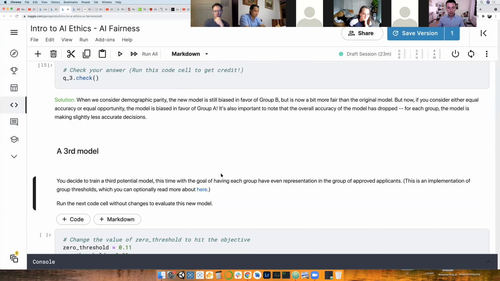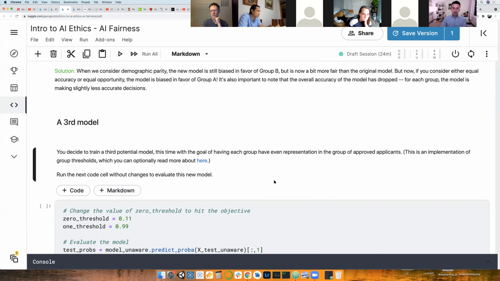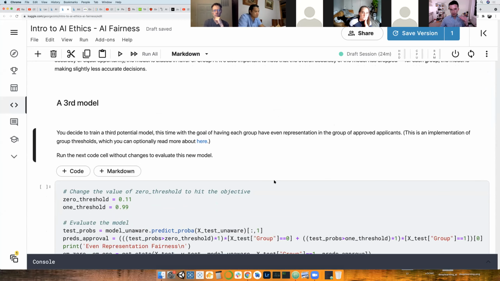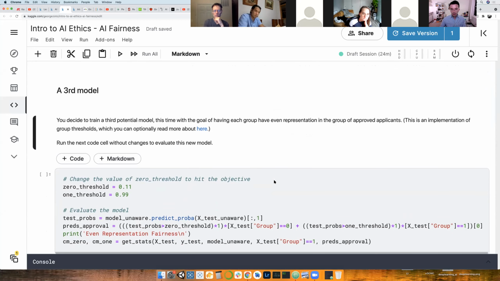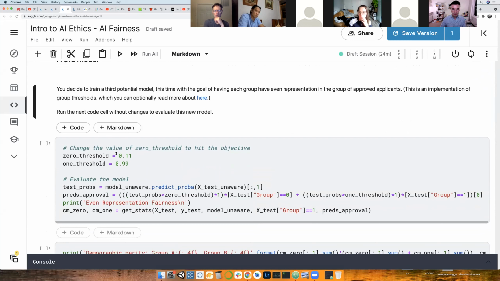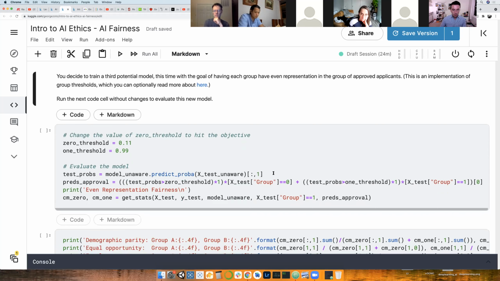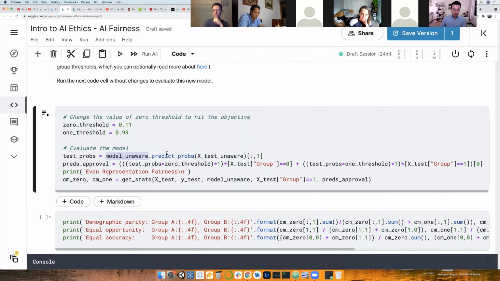Then we consider the third model. This time we want to tweak the output of our model. We know that our model is biased, and now we want to tweak the output in a way that overcomes this unequal output. I think this is an implementation of what is called group thresholds, and there's a link here that we can visit using the What-If tool. So basically, we take our model, which is group unaware. We do a prediction on our test data.